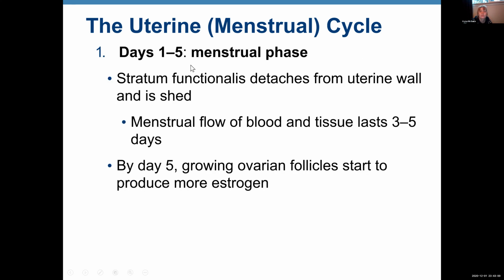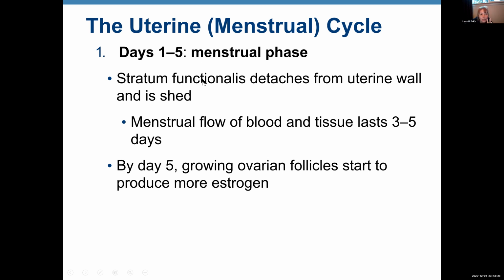So day 1 through 5 is the menstrual phase. The stratum functionalis, the endometrium inside the uterus, detaches from the uterine wall and is shed. And this is what we call menstrual flow. Menstrual flow, blood and tissue, lasts about 3 to 5 days. By day 5, the growing ovarian follicle starts to produce more estrogen.